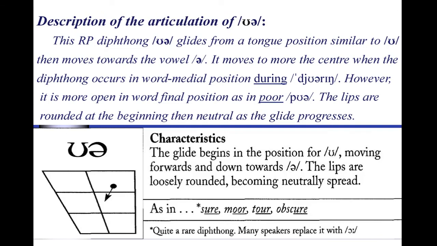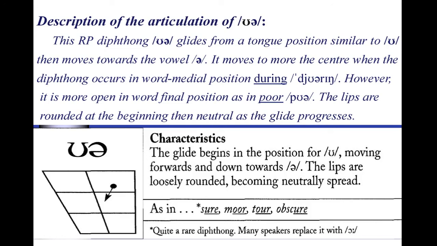Description of the articulation of ua. There is a glide from a tongue position similar to short u, then it moves towards the vowel schwa. It moves more to the center when the diphthong occurs in a word medial position. However, it is more open in word final position, such as poor. The lips are rounded at the beginning, then neutral as the glide progresses.